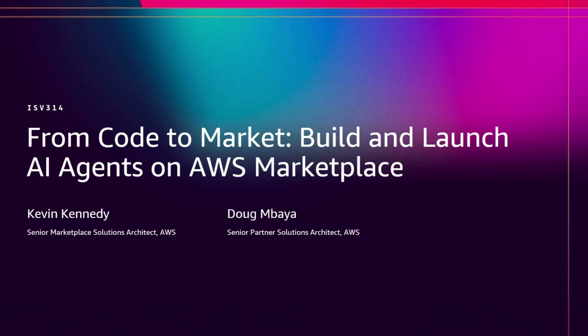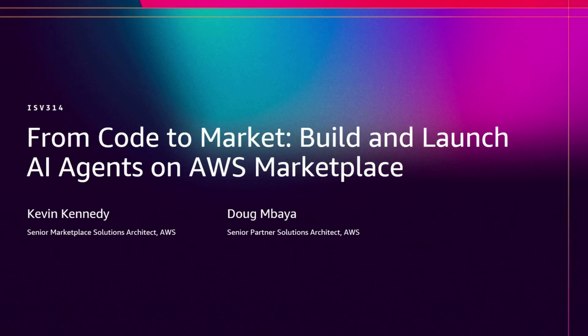Great, thanks Doug. So as I say, thanks everyone for joining us today. What we're going to talk about today, as the title suggests, is code to market. So we're going to demonstrate, and Doug's going to do some demonstration in the code of how to build and then launch an AI agent on AWS Marketplace.